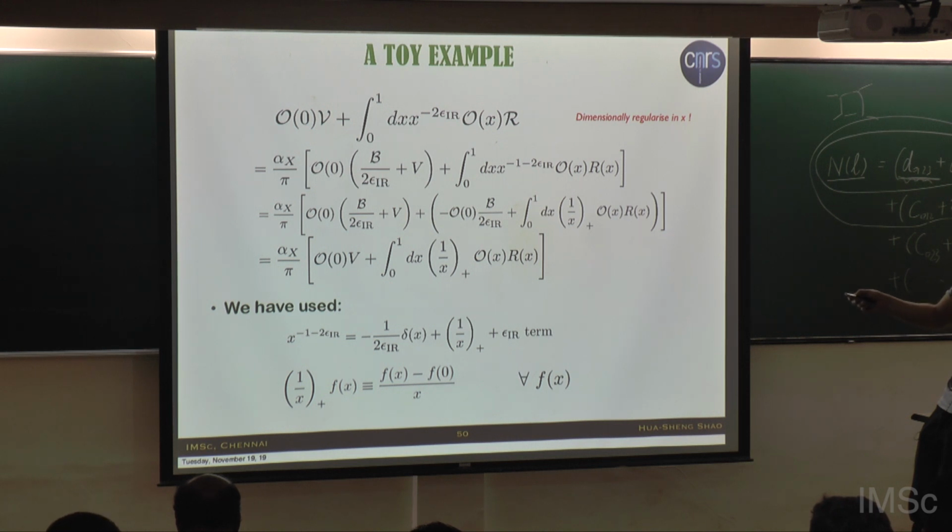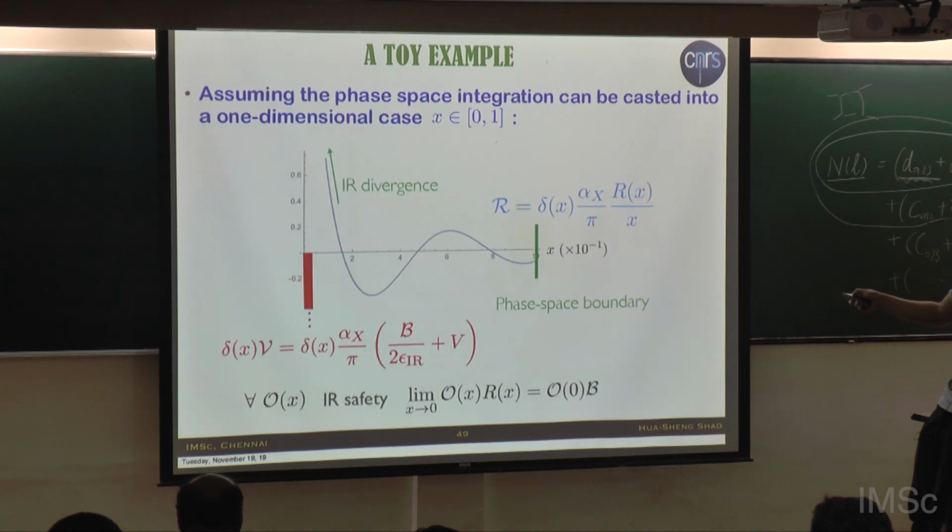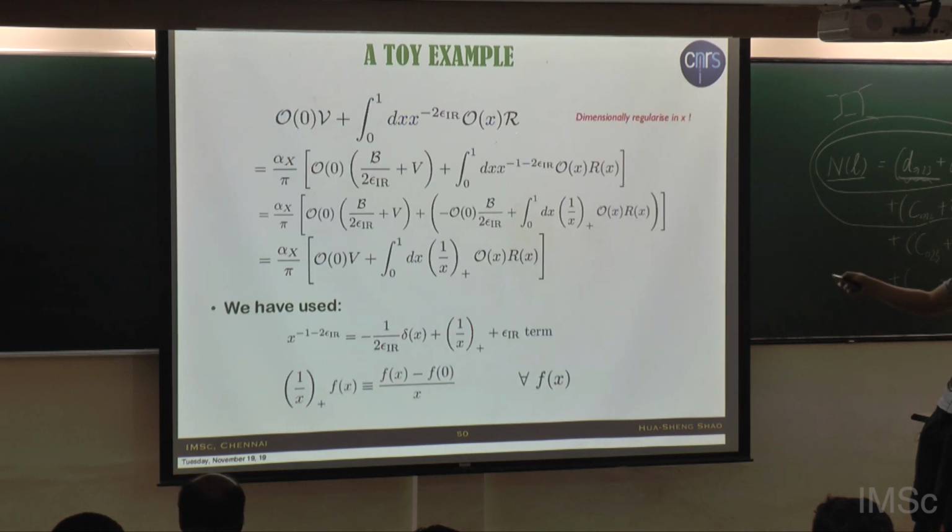I do my virtual part, and then I integrate my phase space dx from 0 to 1, with x to the minus 2 epsilon, using dimensional regularization. I put in my expression R with alpha over x, with no delta function, and integrate. You will get minus b over 2 epsilon IR times O(0) plus a plus function. This final plus function is the one I defined.